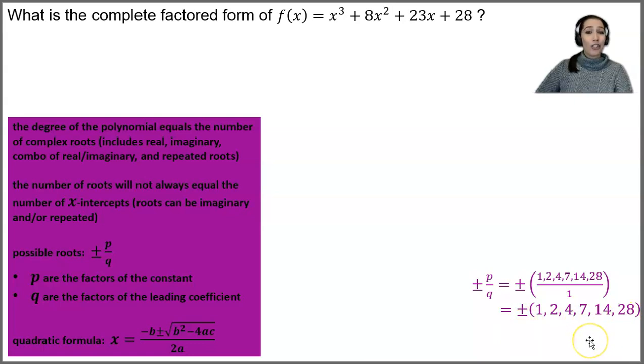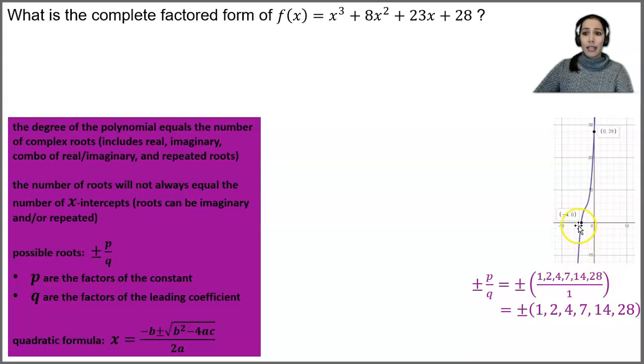And I am not going to try all 12 possibilities. It's going to take forever. So what I would suggest is to look at the graph. I went ahead and graphed this in Desmos. You can see it comes up, squiggles a little bit here, and then keeps going up into quadrant 1. I am interested in the x-intercepts. So the x-intercept here is negative 4. That is the only one that crosses the x-axis.